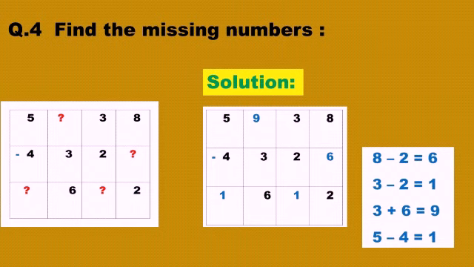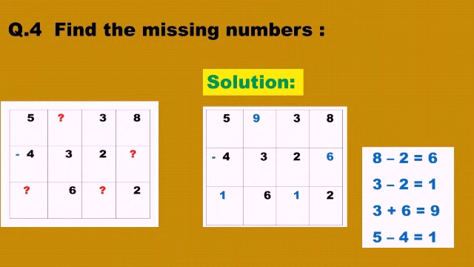Next one is the top number, the place is missing. That means the minuend is missing. So when we want to find out the minuend, at that time we have to add. So 3 plus 6 equals 9. So the answer will be 9 at the top.